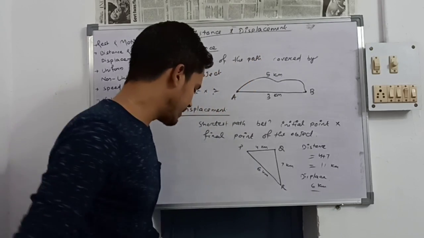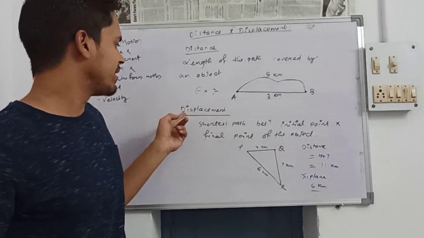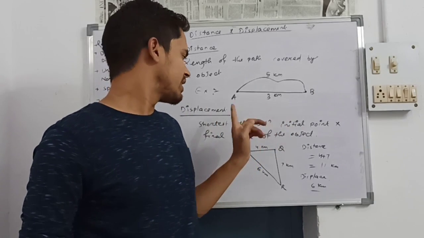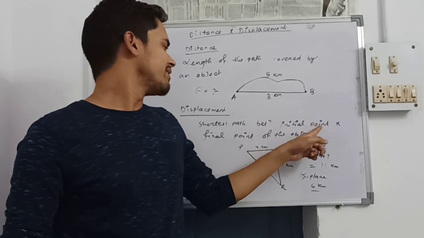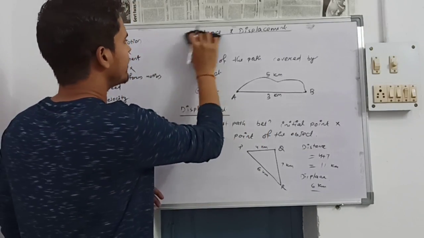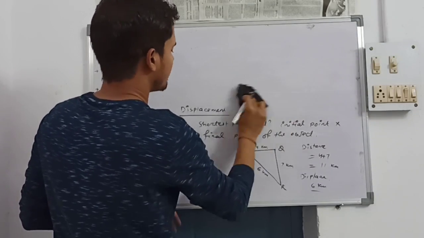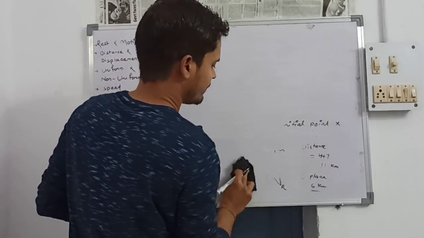So this is the basic difference between distance and displacement. Always remember the definition of displacement is the shortest path between the initial point and final point of the object, or the shortest distance between the initial point and final point of the object. That is called displacement.